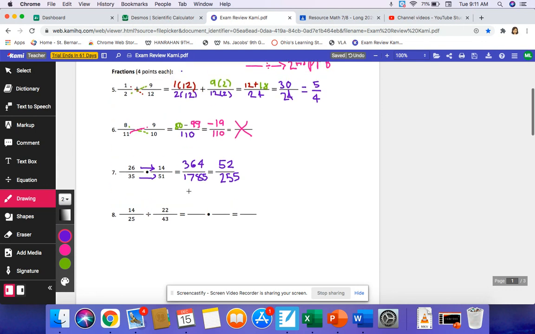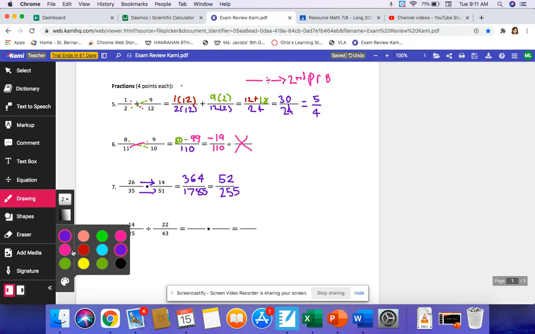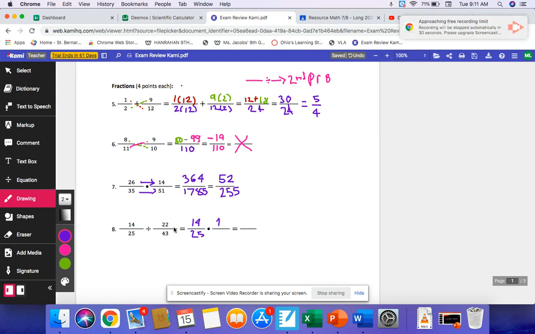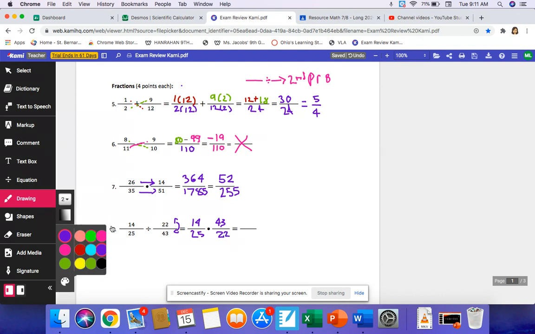Now we get down to division. Division, kind of the same as multiplication, we just have one extra step. Remember, you keep your first fraction and you multiply by the reciprocal. So that means you're flipping 43 over 22, and that gives me 602 over 550, and that reduces down to 301 over 275.